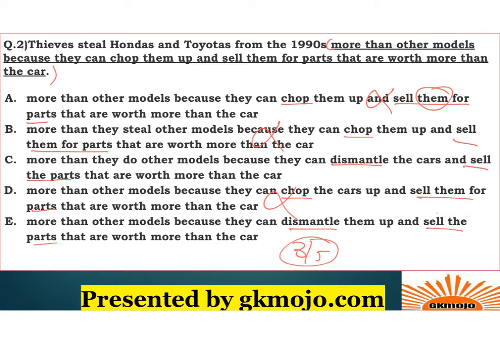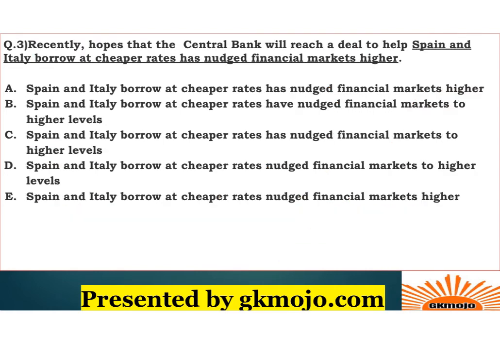Now if you see again in option E, there is this "them" again, "dismantle them up". Who does "them" refer to in this? Which is not clear. Hence you should eliminate option E also with the same logic. And option C is the most appropriate choice here. Hence the correct answer is option C. Let us have a look at question number 3.